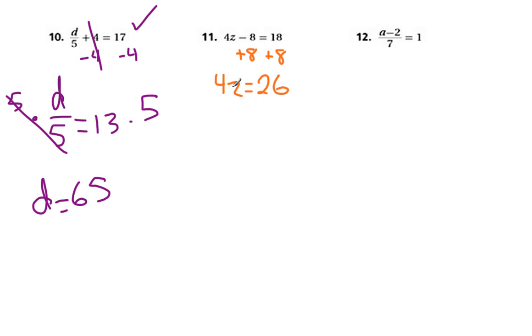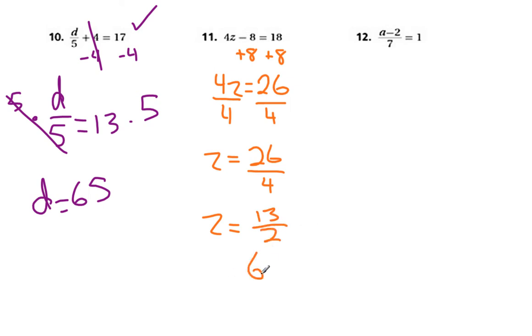Ugh, decimals? Really? Okay, that's cool. We get rid of the times 4 by dividing by 4. So we get z equals 26 over 4. Or we can simplify that down to 13 over 2. Or 6.5. Okay, that's that. What else we got?